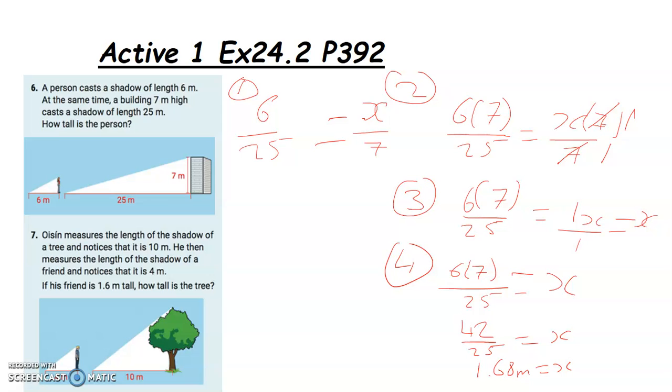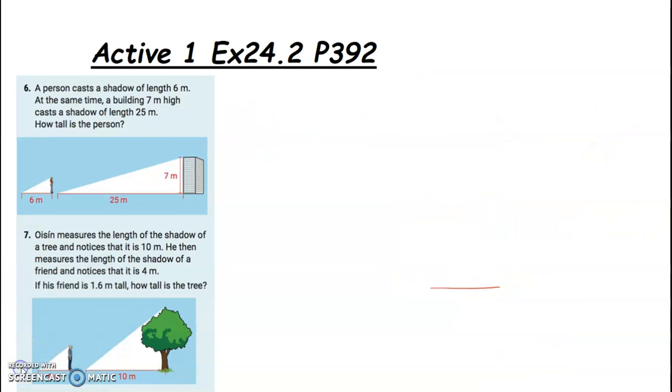Now I'm just going to get rid of all that writing, and I'm going to do number 7. Okay guys, I'm just going to do question 7 for you. Oisin measures the length of the shadow of a tree, which is 10 meters, and he measures the length of the shadow of his friend, which is 4 meters, so 4 and 10. So we can use this ratio. If his friend is 1.6 meters tall, how tall is the tree?